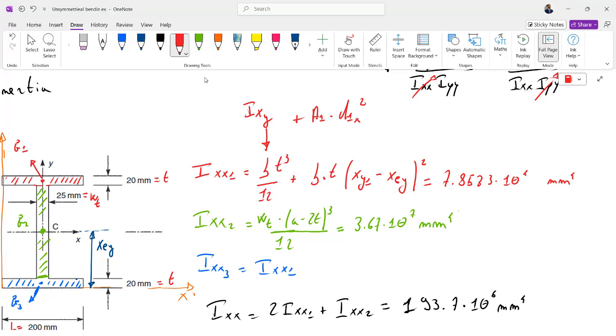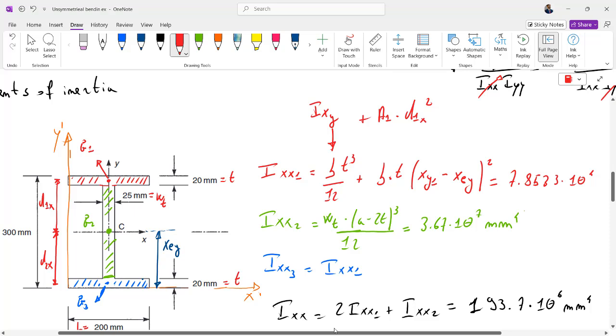You can calculate this with a simple formulation, where t is now the base of the second rectangular shape, and the height of this rectangular shape is a minus 2 times t. Clearly all this quantity to the third power divided by 12. We have this value of the moment of inertia Ixx2.